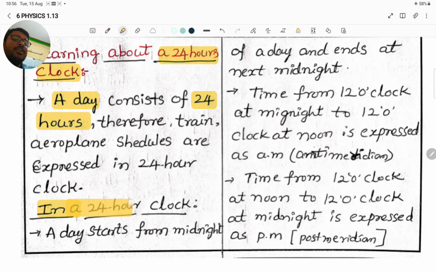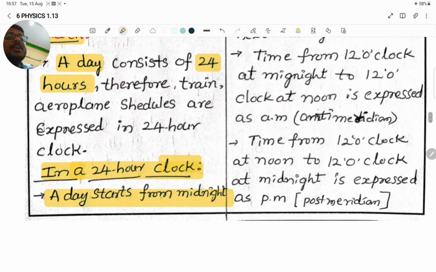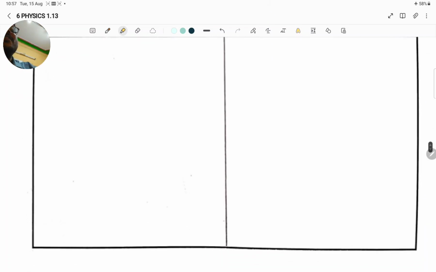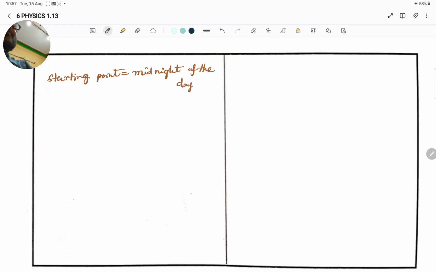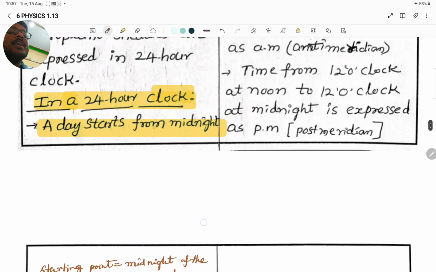In a 24-hour clock, the first point is that a day starts from midnight of a day. The starting point is equal to midnight of the day, means today, just assume. Here, starting time what?